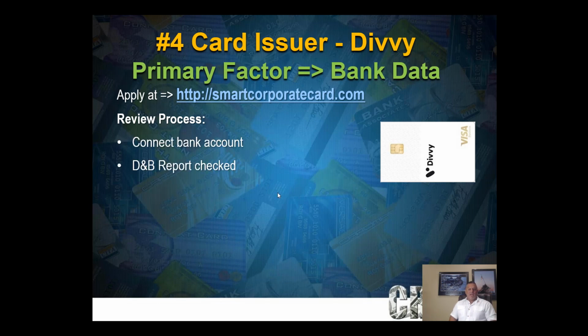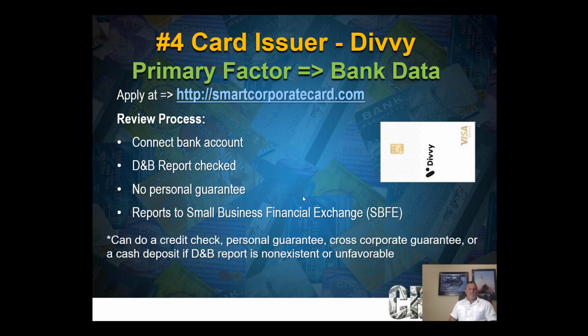Connect your bank account. They're going to check your Dun & Bradstreet credit report. There's no personal guarantee with this particular card, and this reports to the Small Business Financial Exchange. That's an actual data warehouse. The Small Business Financial Exchange is not a business credit reporting agency. It's a warehouse, but only certified vendors pull data from it. The certified vendors are Dun & Bradstreet, Experian Commercial, and Equifax Business. So those main business credit bureaus get their data from SBFE.